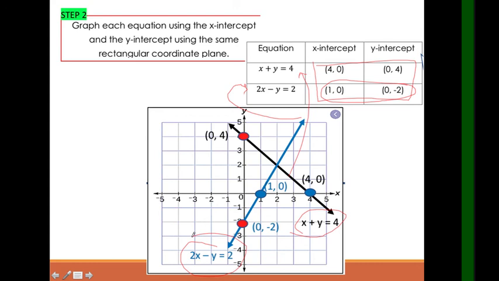Given the two equations, you just get the x-intercepts and the y-intercepts of the given equations, depending on how many equations there are. If there are five, just get the y and the x-intercept, and then just follow the same procedure that we've done in step one and step two.